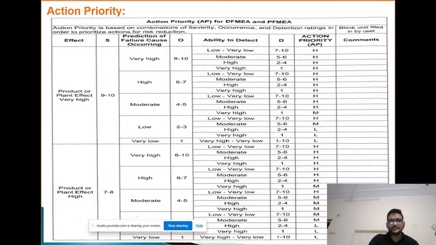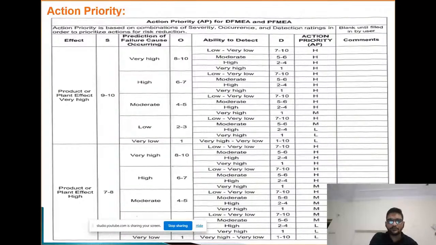Now, the action priority table is based on a combination of severity and occurrence rating in order to prioritize action. In case of severity 9 to 10, the product or plant effect is very high. The severity rating is 9 to 10, and the failure cause occurring, meaning the occurrence rating, is high or very high. High is 6 to 7 and very high is 8 to 10.